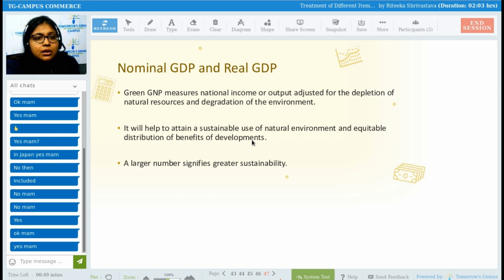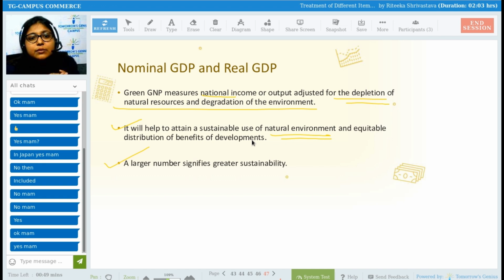What is green GNP? Green GNP measures national income or output adjusted for the depletion of natural resources and degradation of the environment. It will help to attain a sustainable use of natural environment and equitable distribution of benefits of development. A large number signifies greater sustainability.